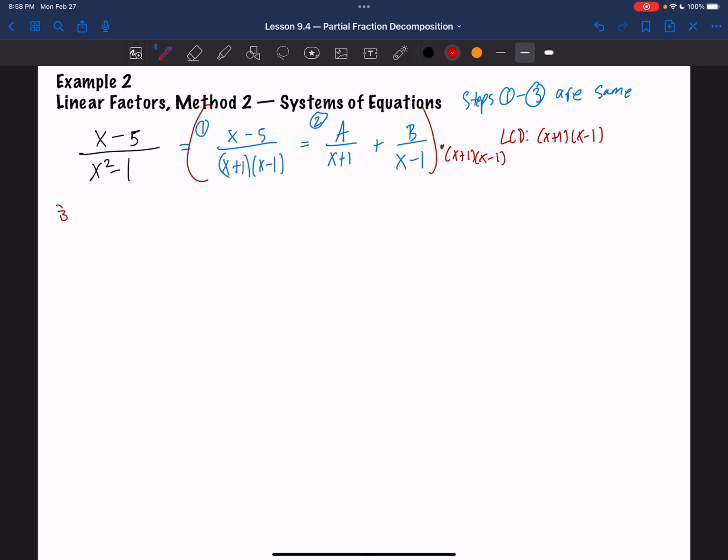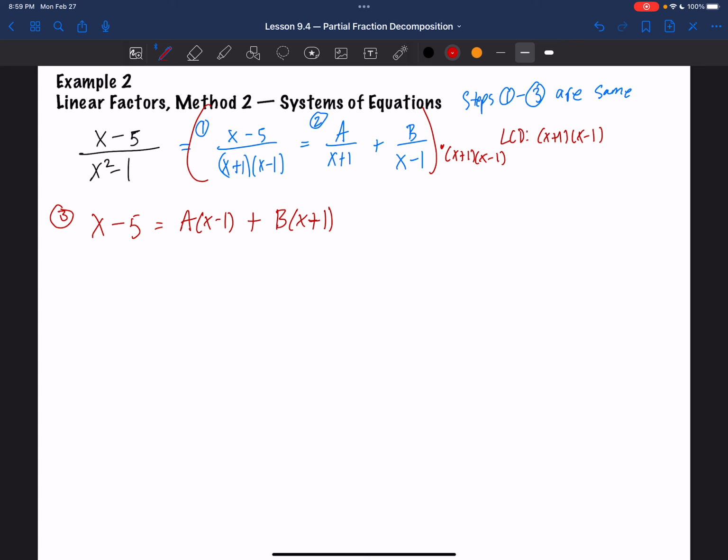And so step 3, when we do this, again, notice this term. You're going to multiply it times this. So the x plus 1s are going to cancel, and the x minus 1s are going to cancel. So I'm left with x minus 5 equals, and then I'm going to take this term and multiply by the LCD here. X plus 1 and x plus 1 cancel, and I'm left with x minus 1 on top. So it's a times x minus 1 plus, and then again, b over x minus 1 times this. The x minus 1s cancel. I'm left with b times x plus 1. So this is b times x plus 1.